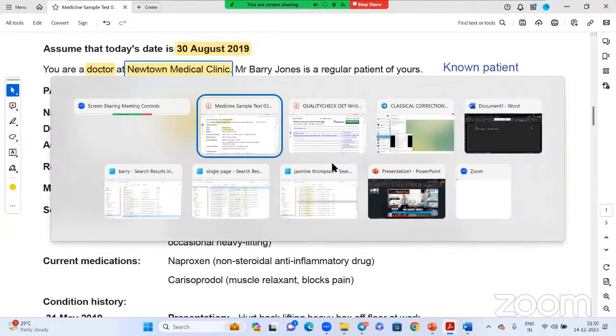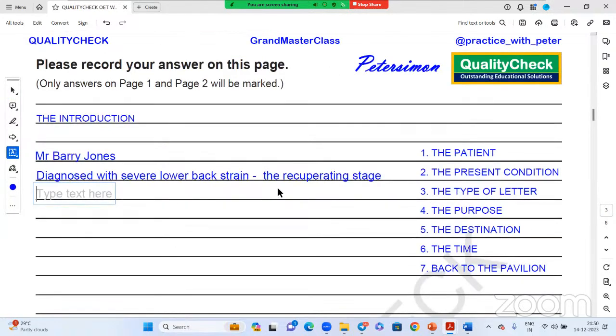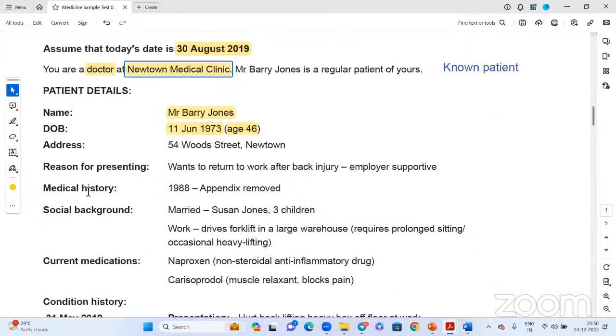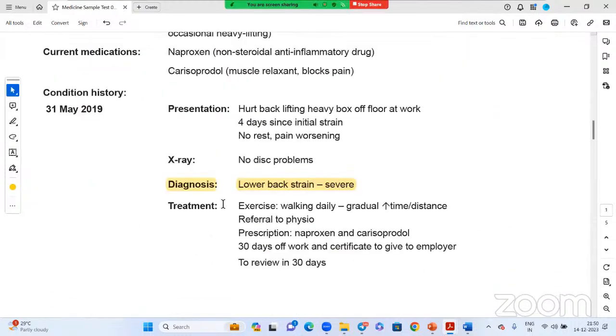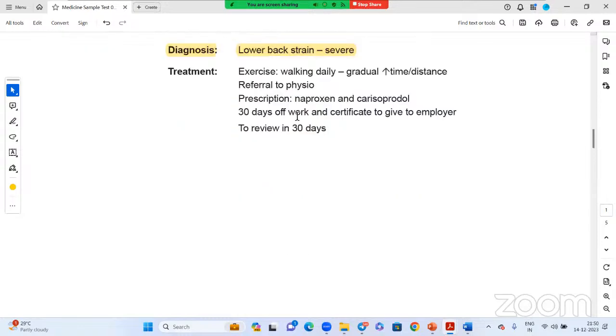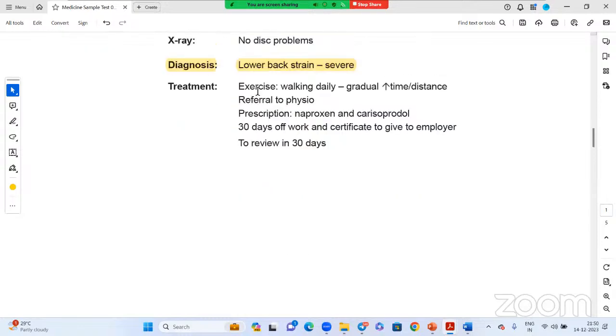Okay. Then next one, the type of letter. What you are going to write? You are not going to write anything here. So you are requesting. This is a request letter. You are requesting something. Requesting some favor. You want him to do what? Requesting what?